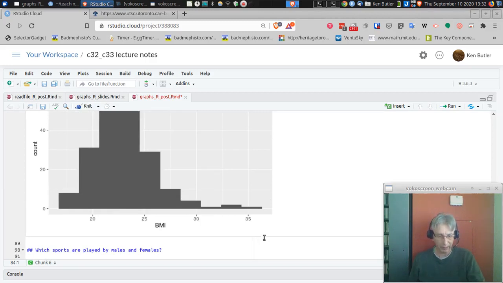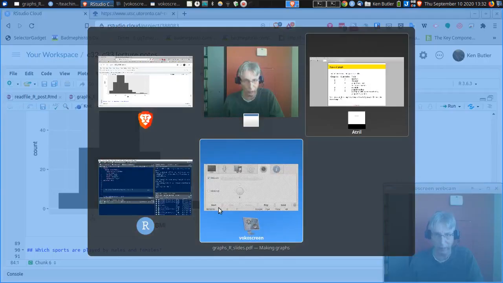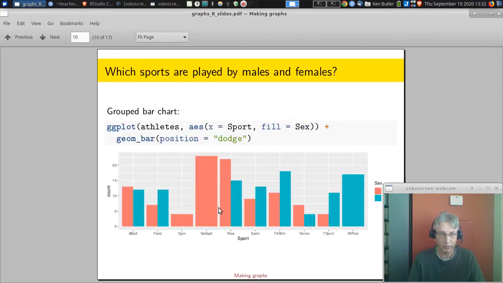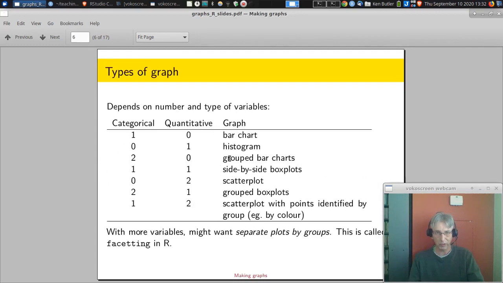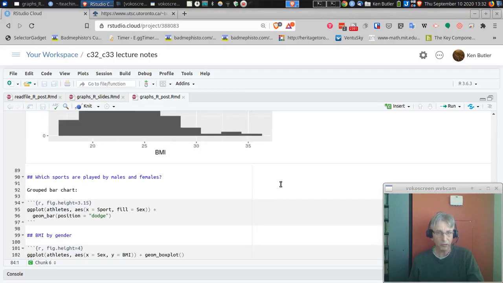Alright, what do we have next? We have what sports were played by males and females. So let's have that. Now, we've got sport and we've got sex, male and female. Categorical. So we need the appropriate graph that will work for 2 categorical variables, which is a grouped bar chart. Now you might not have seen one of these before, and I will show you how this one goes so that you can play with it.